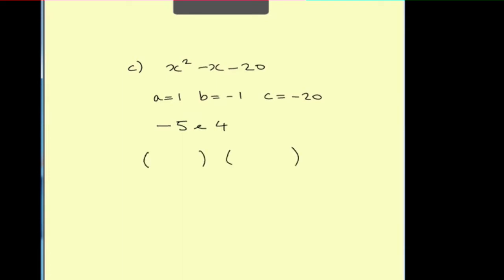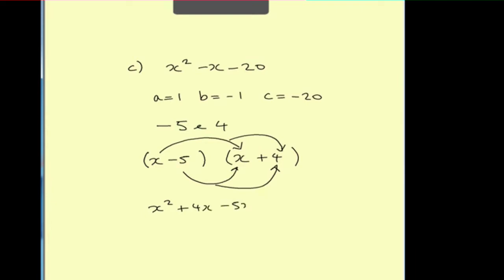So construct two brackets, x in each one, a number in one bracket, the other number in the other bracket. So expand to test. So we get x squared plus 4x minus 5x minus 20. So that works out as x squared minus x minus 20. So we factorised it correctly.